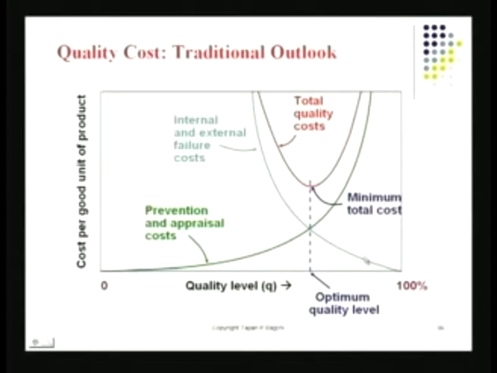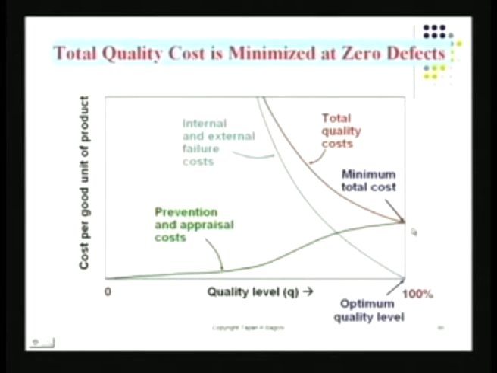Here the optimum point is shown to be at a place where the quality level is really not zero defect, it's somewhere off. So you're living with a certain level of poor quality. But what the Japanese were able to show was, as you approach perfection, your total cost actually becomes lower and lower, and the best point to be is pretty close to perfect quality.